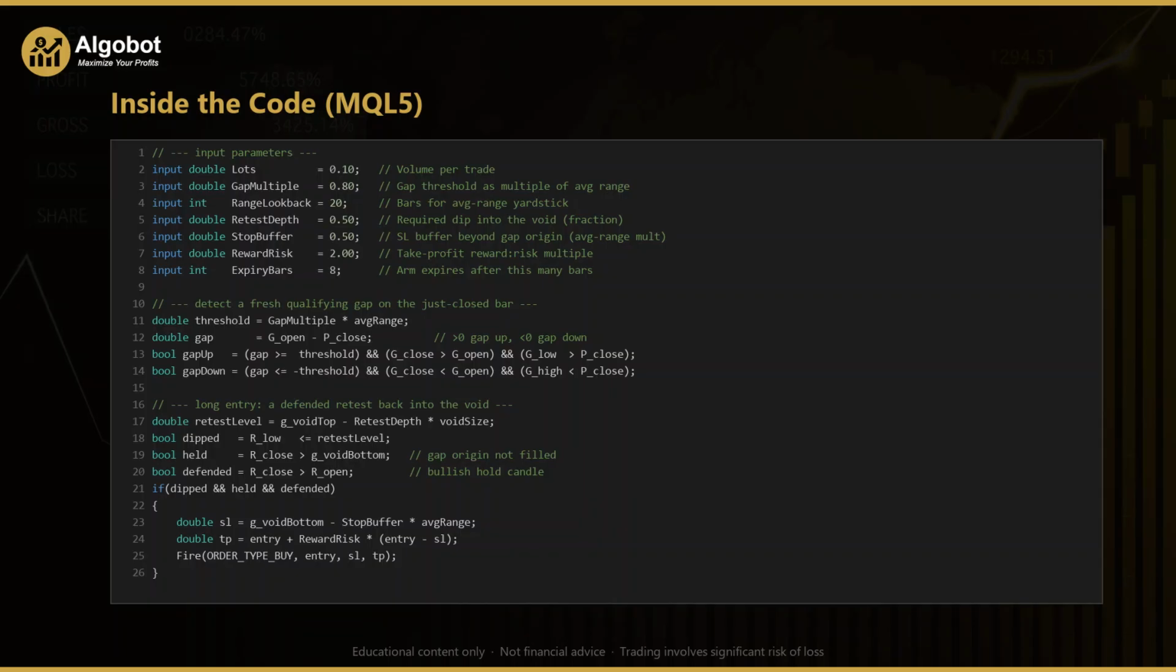For the long entry, the code calculates the retest level inside the void. It then checks 3 conditions: that price dipped to that level, that the close still held above the gap origin, and that the candle closed bullish. When all 3 are true, the stop loss is placed below the gap origin using the stop buffer. The take profit is computed from the reward to risk multiple, and the order is placed. It is clean, transparent, and fully rules-based.